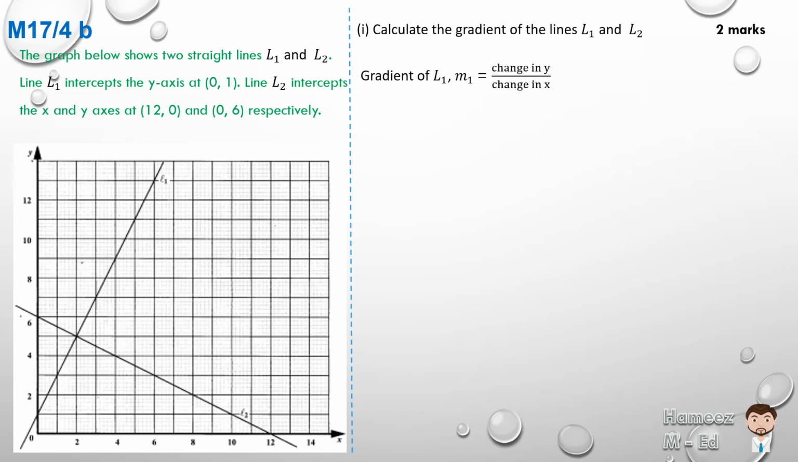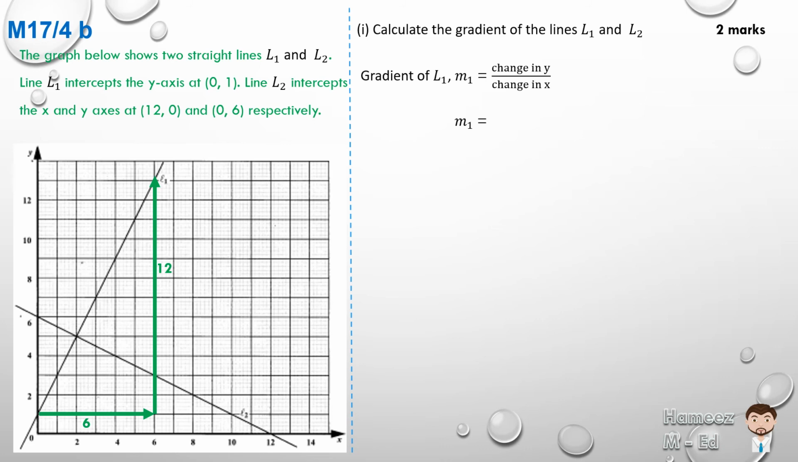So let's look at the point of intersection on the y-axis. And we move to the right. So we move 6 places to the right. And then we go upwards until we intersect the line, which will be at 13. So we'll be moving from 1 straight up to 13. That means we're moving up 12. So the change in x is 6, and the change in y is 12.